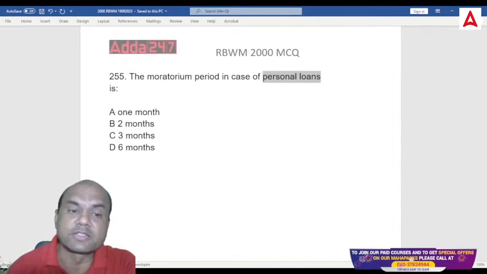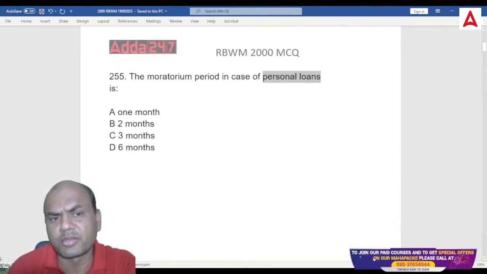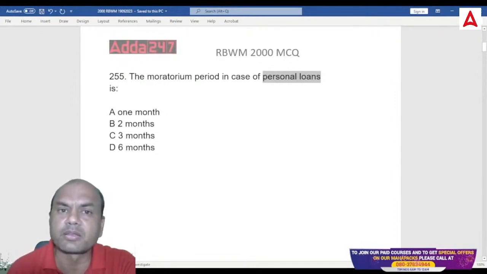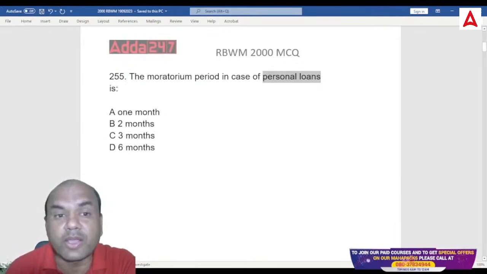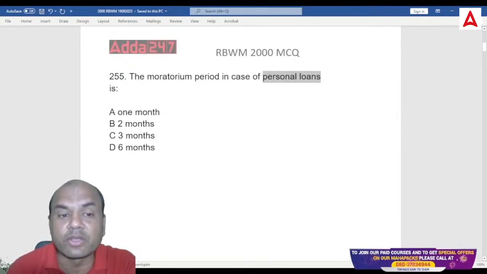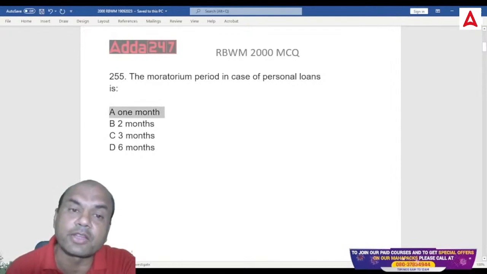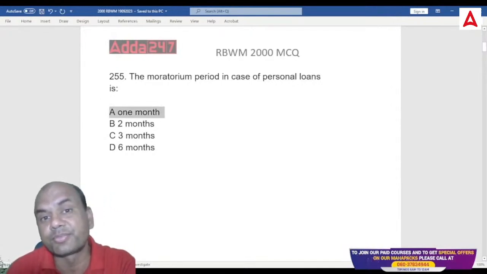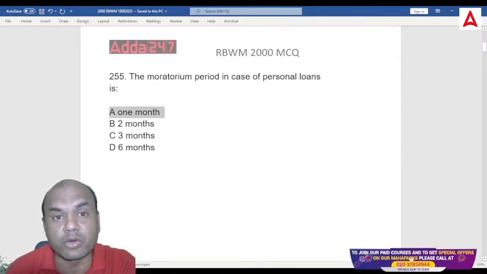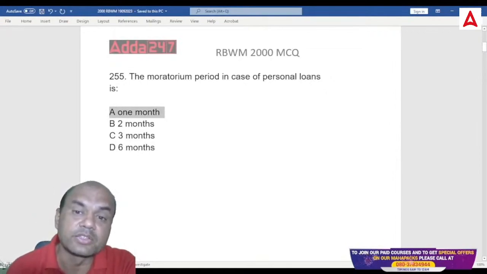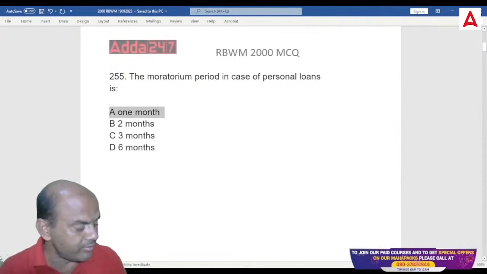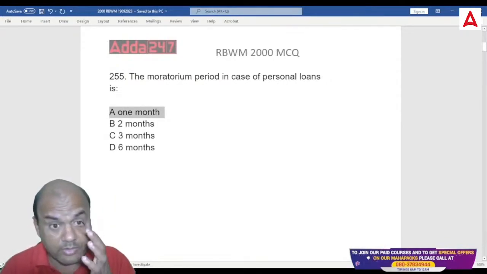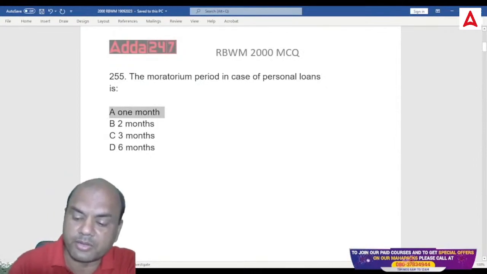For PLs, we don't give any moratorium period. No moratorium period. Then where's the answer? When the answer has no moratorium period over here, what are you actually saying? You're saying 1 month moratorium period. Why? Because after the disbursement, it takes 1 month for the borrower to pay the EMI, isn't it? So that's why personal loans will have one month moratorium period. Okay, got it? 1 month moratorium period.